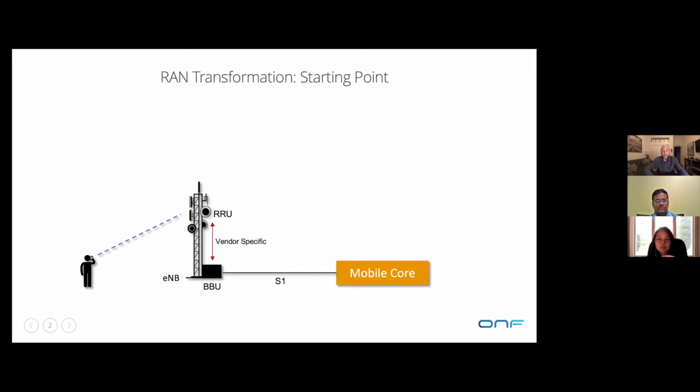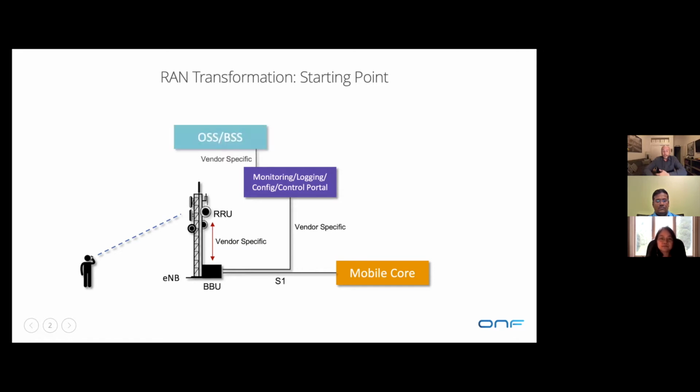Further, every vendor has its own monitoring, logging, configuration, and control platform that they further tailor to different operators. Different vendors have different capabilities on this front. Again, using vendor-specific interfaces, the RAN is integrated into operators' OSS/BSS platforms and optionally SON platforms.